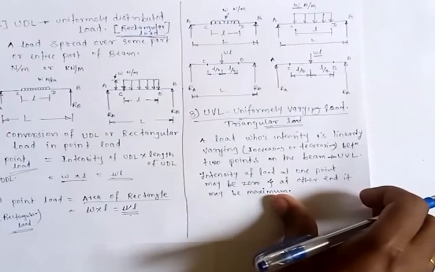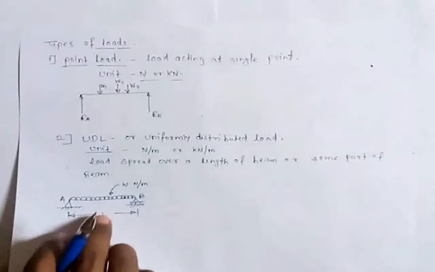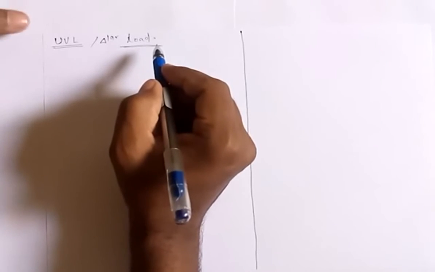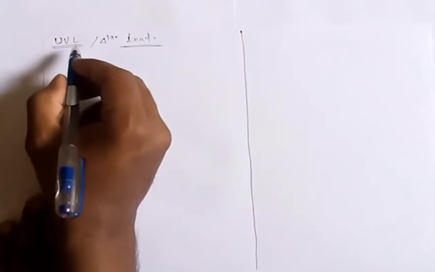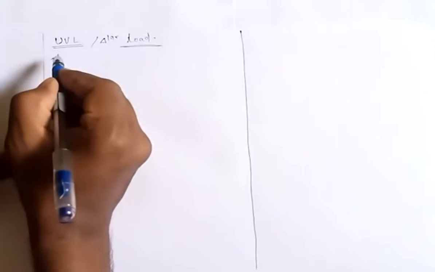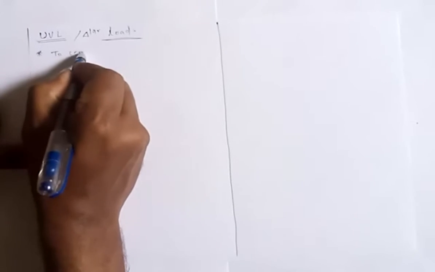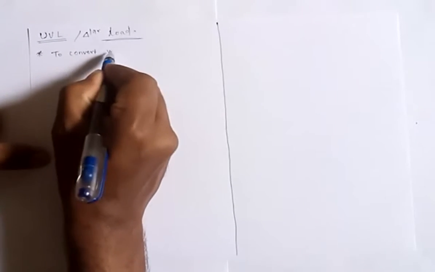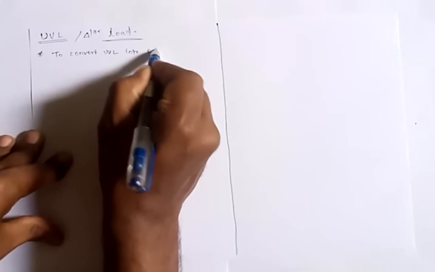Let us see how we can convert this uniformly varying load or triangular load into point load again. Now this topic is very important. We have already seen the definition of UVL or the triangular load. So here we will see how we can convert this UVL or triangular load into point load. You have to remember 2 important points to convert this UVL into point load.